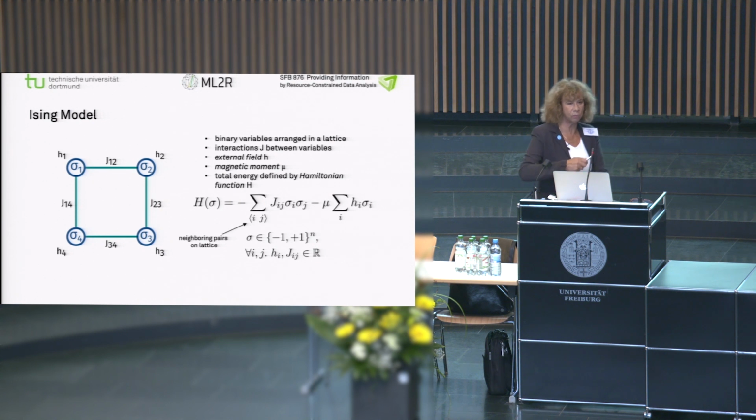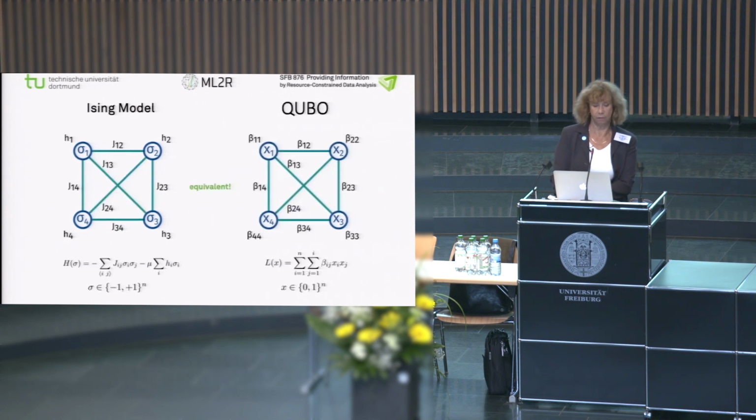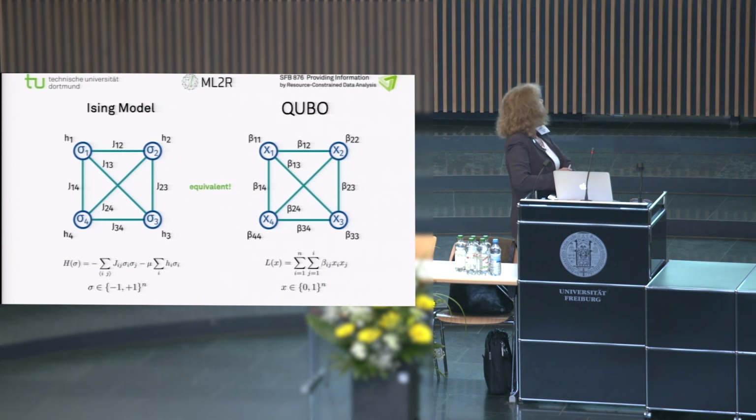And then we thought, okay, the Ising model is: here you have binary variables arranged in a lattice. There are interactions between them, these are the edges. So what you have is very similar to what we have just seen. You have the nodes and the edges between them, and the nodes alone, and then you have this Hamiltonian function H, and here you have minus one and plus one, okay, that's a bit different, and then we can do the mapping between the Ising model and the quadratic binary optimization, and then you can see that this is really equivalent. Of course, you have to do the mapping, but you can do that.